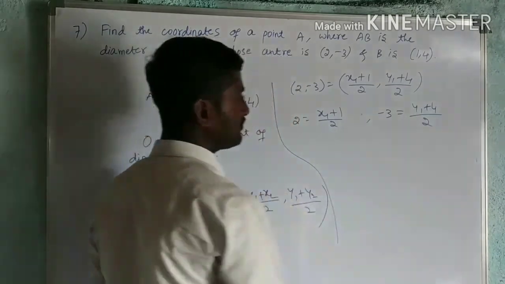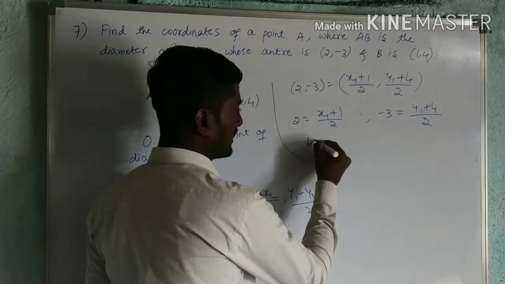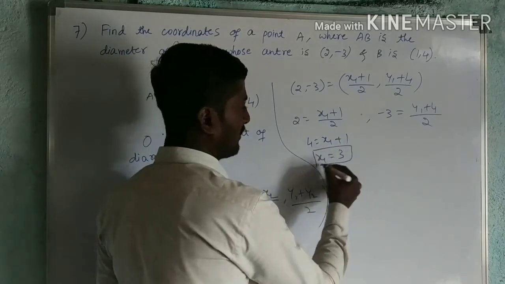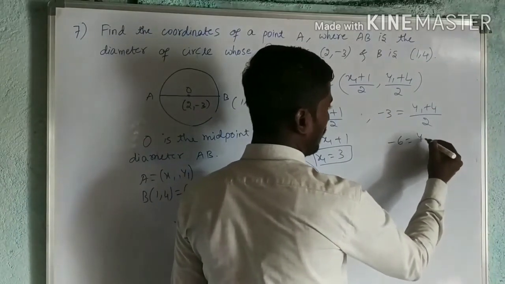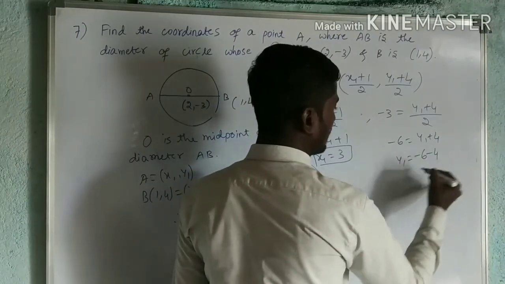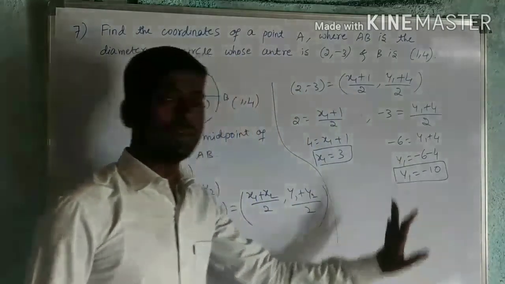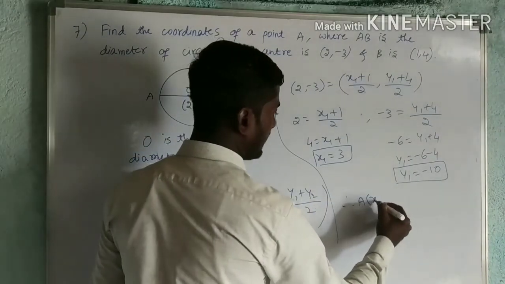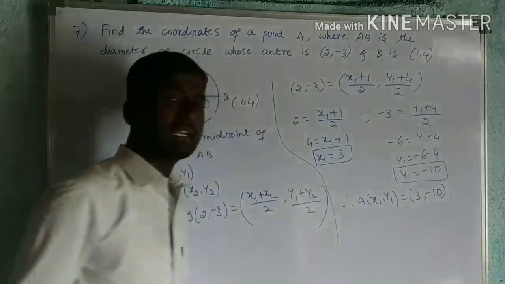Now we have to find x1 and y1. So here 2 times 2 is 4, equal to x1 plus 1. So here x1 is equal to how much? 4 minus 1. Here I am getting it as 3. Now here minus 6 is equal to y1 plus 4. Now here y1 is equal to minus 6 minus 4. So here y1 is equal to what? Minus 10. Okay. So x1 and y1 I got. So at the end I should write the point A. Therefore the point A, x1 comma y1, is equal to 3 comma minus 10.